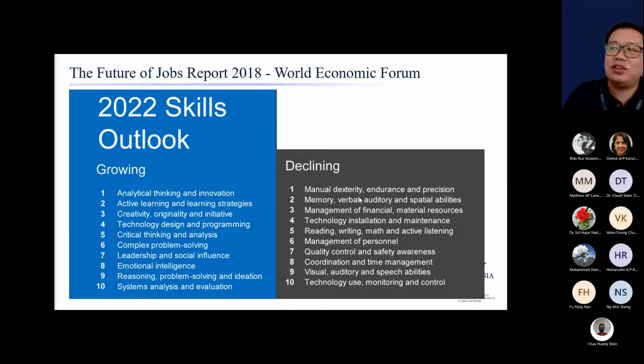Manual dexterity, endurance and precision. Manual dexterity on skill means doing handwork. Those things are going down. Good or bad, we see, because that is where the sector is going.